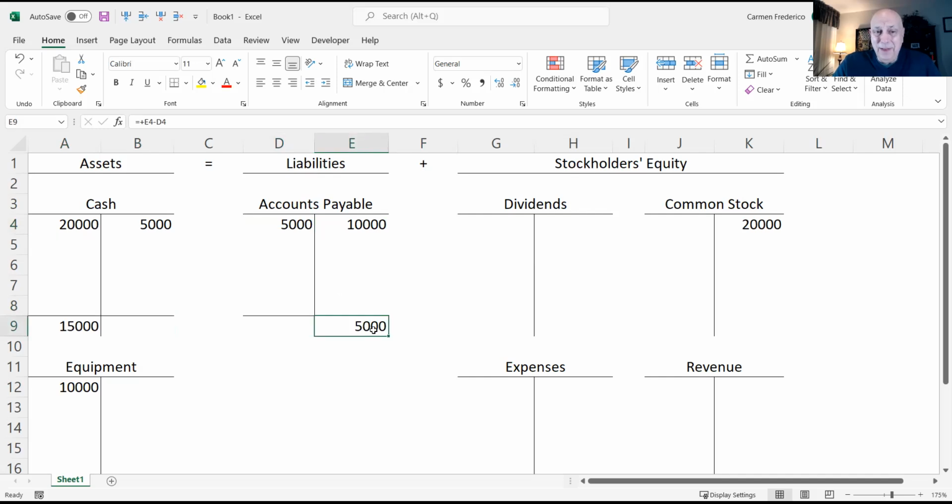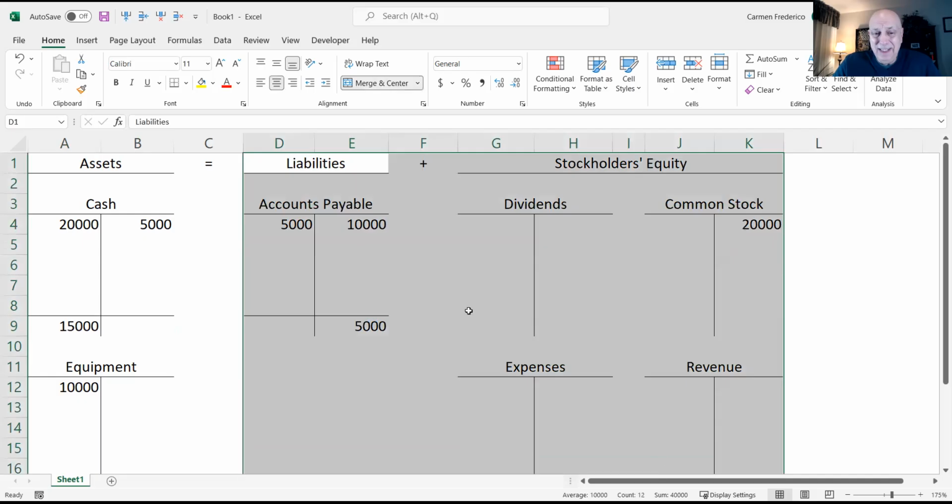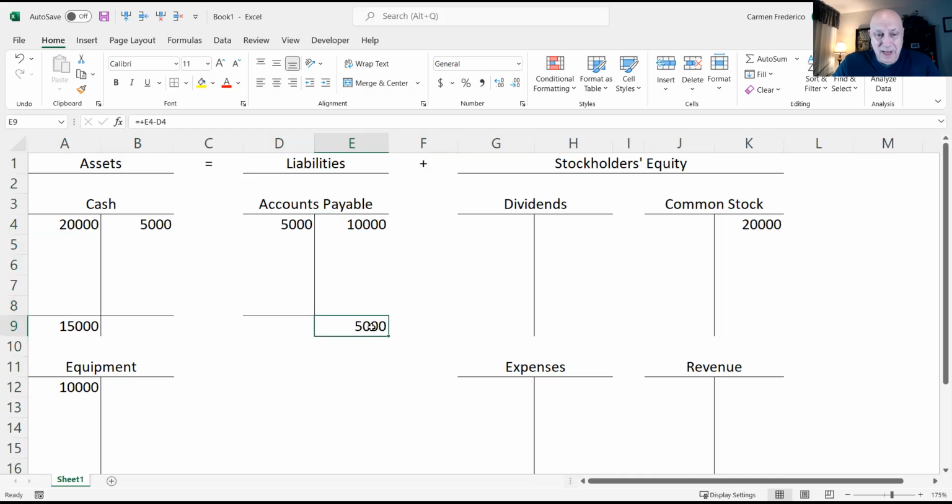You notice that the balance is on the right side of the T account because we're on the right side of the equation. So right side balance. You notice the assets all have a left side balance. Cash and equipment both have a left side balance.